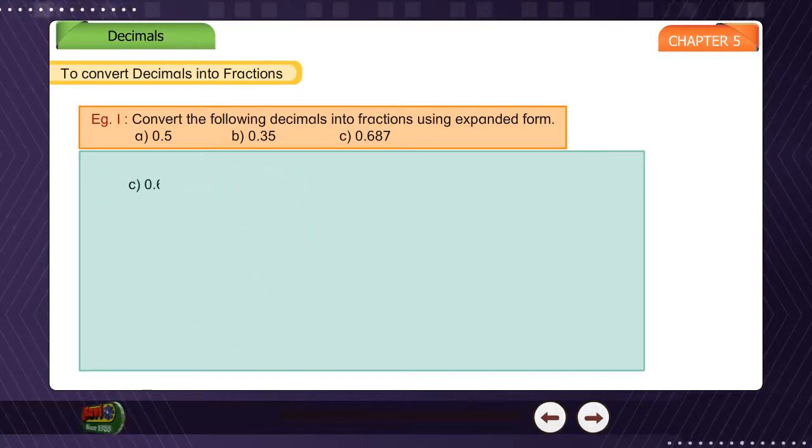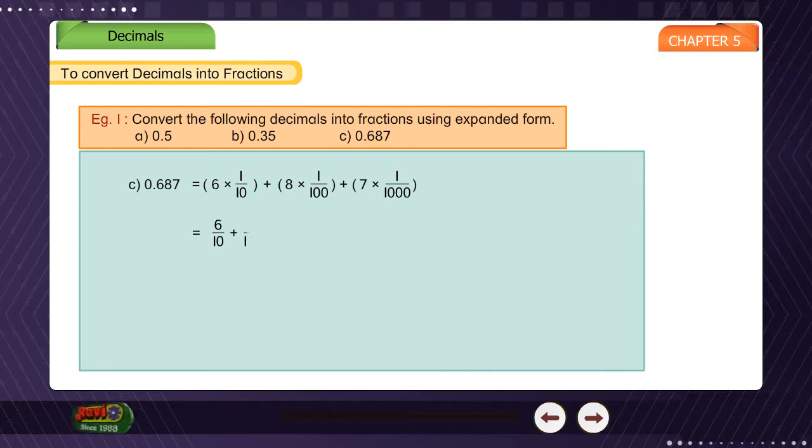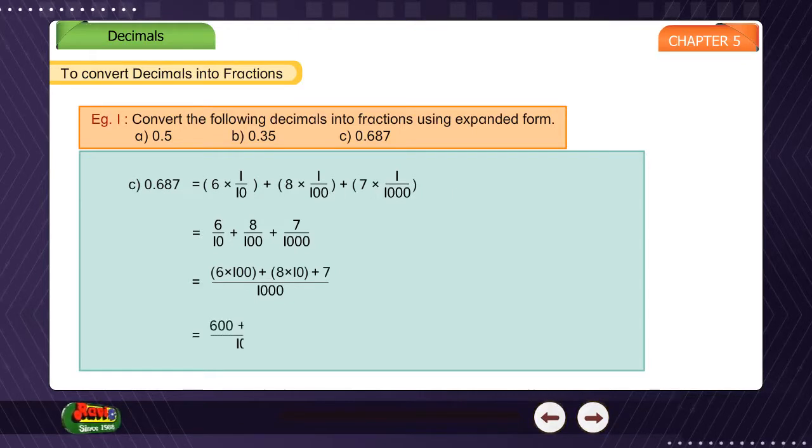C. 0.687 is equal to 6 into 1 by 10 plus 8 into 1 by 100 plus 7 into 1 by 1000, which is equal to 6 by 10 plus 8 by 100 plus 7 by 1000, which is equal to 6 into 100 plus 8 into 10 plus 7 by 1000, which is equal to 600 plus 80 plus 7 by 1000, which is equal to 687 by 1000.